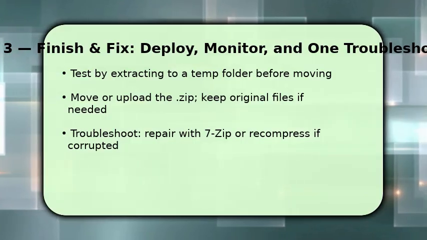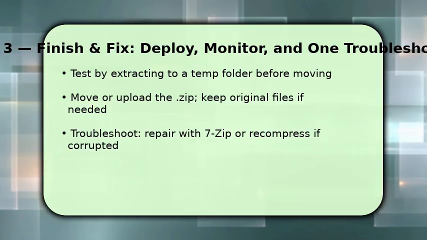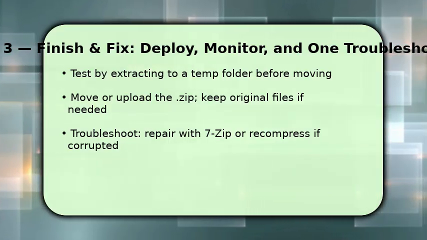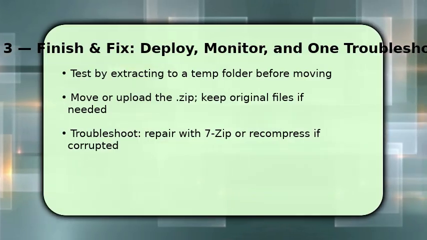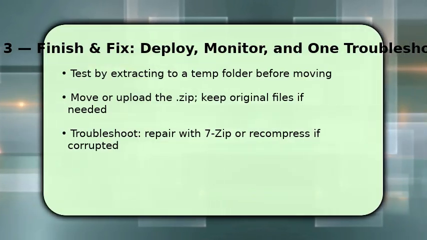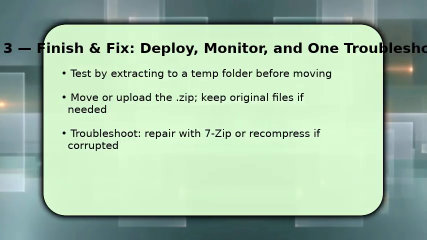If something goes wrong, archive won't open or shows errors. Try repairing with 7-Zip, recompress the original files, or create a new archive. Often corruption comes from interrupted transfers or disk errors, so check disk.